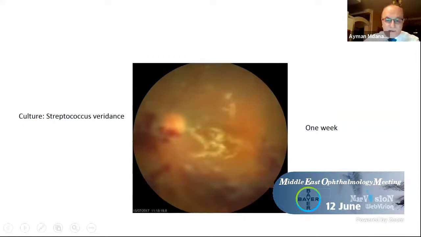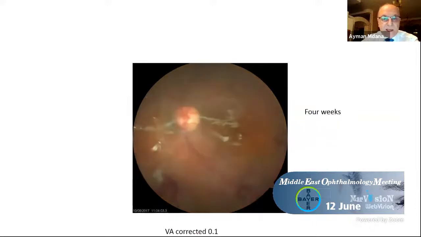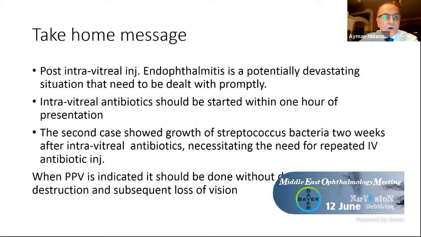This was 1 week after surgery. This was 2 weeks, 3 weeks, and 4 weeks after surgery. This patient was corrected to 0.1 vision, and he's back to, hopefully, a navigating vision. So my take-home message is that post-intravitreal injection endophthalmitis is a potentially devastating situation that needs to be dealt with promptly.